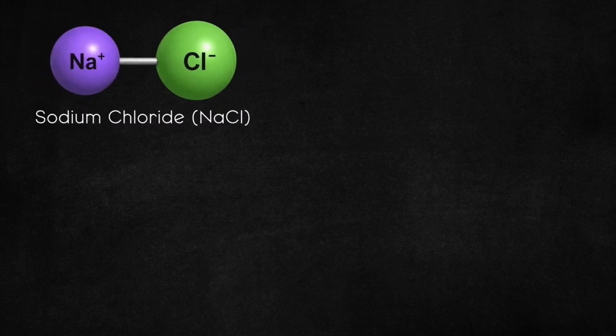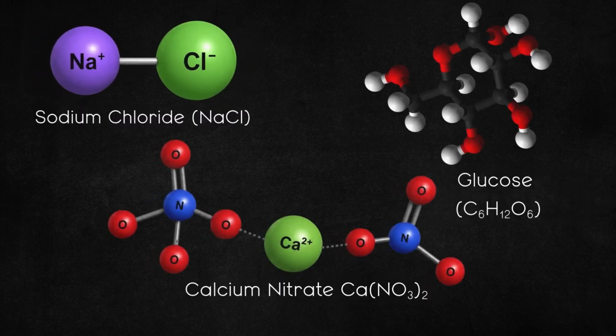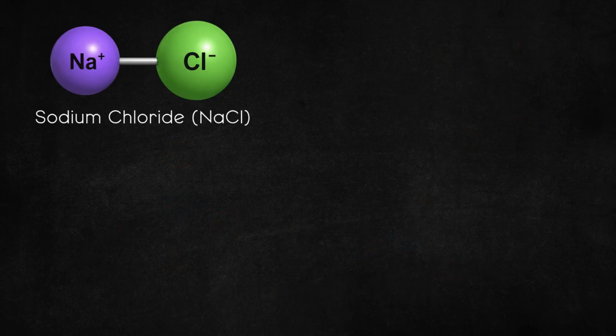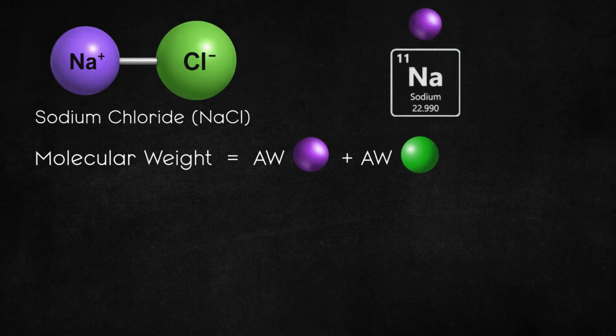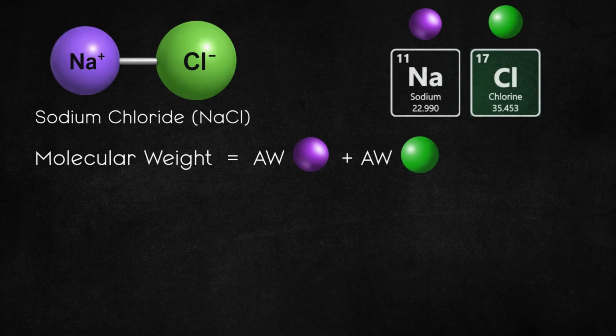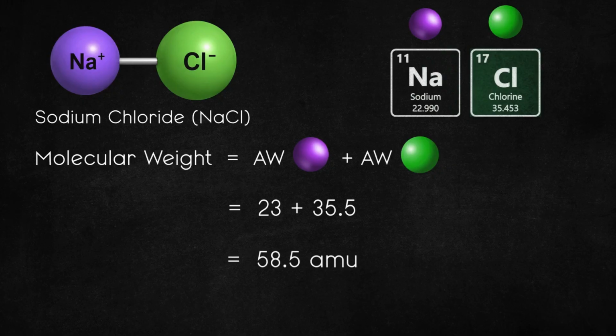Next, how do we calculate the formula weights of molecules such as sodium chloride, glucose, and calcium nitrate? Well, just add the atomic weights of all the atoms that comprise them. Starting with sodium chloride, this molecule is made up of 1 sodium and 1 chlorine ion. So the formula weight, or better known as the molecular weight, is the sum of the atomic weights of sodium and chlorine. The atomic weight of sodium is 23, while that of chlorine is 35.5. Simply add together those masses. The molecular weight of sodium chloride is 58.5 atomic mass units.